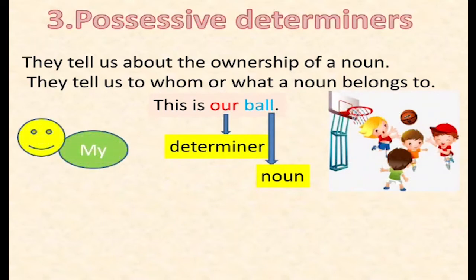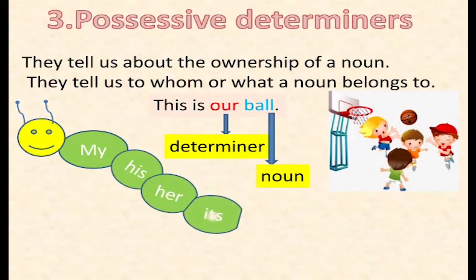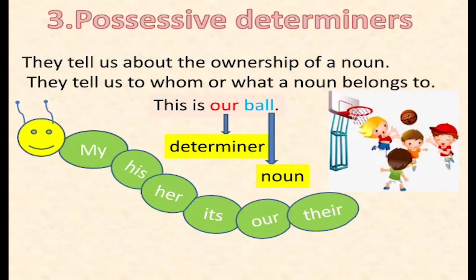Clear? Some of the possessive determiners are my, his, her, its, our, and their. So these are some of the possessive determiners.